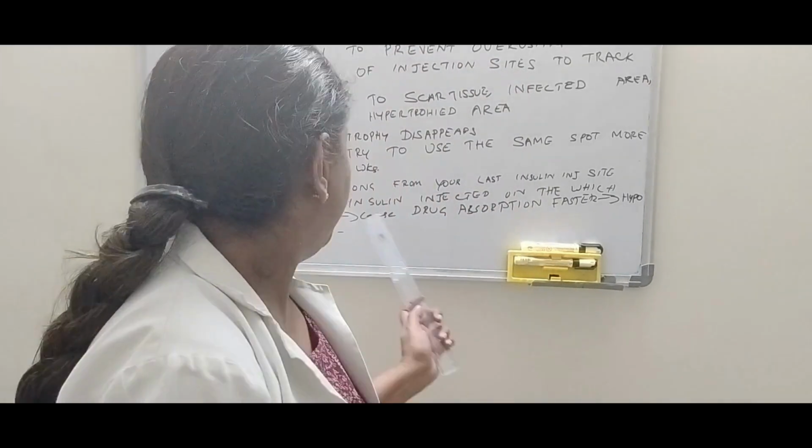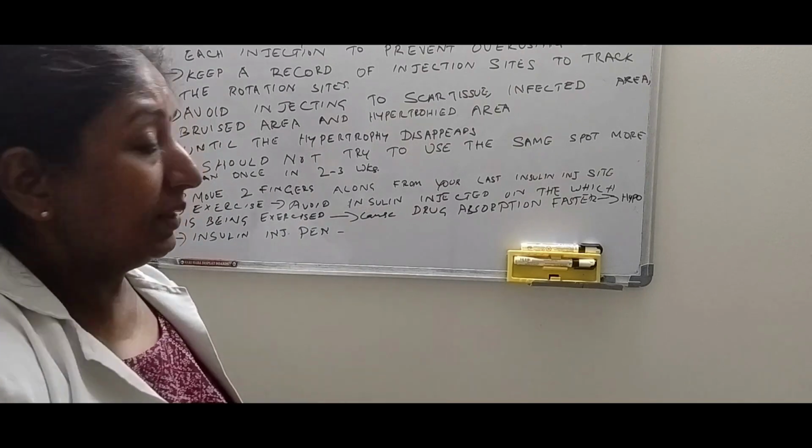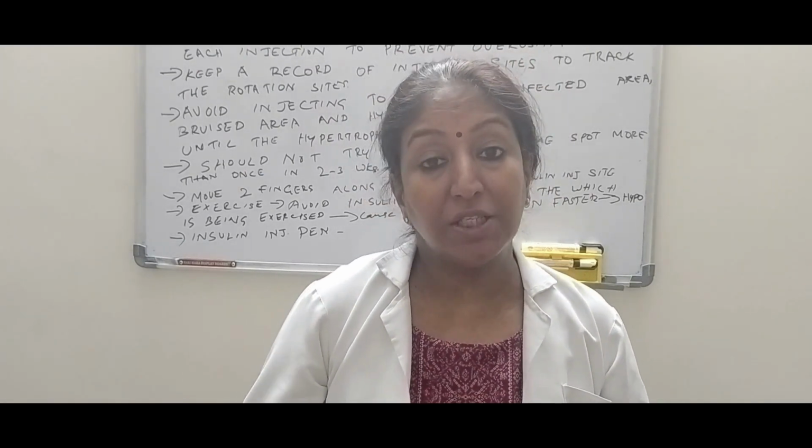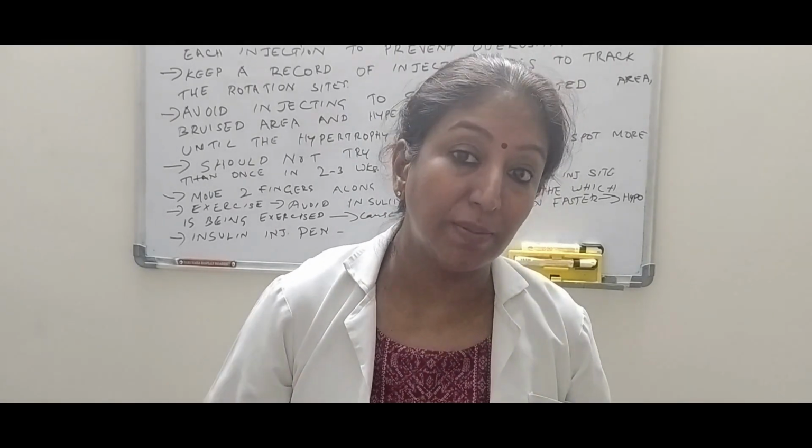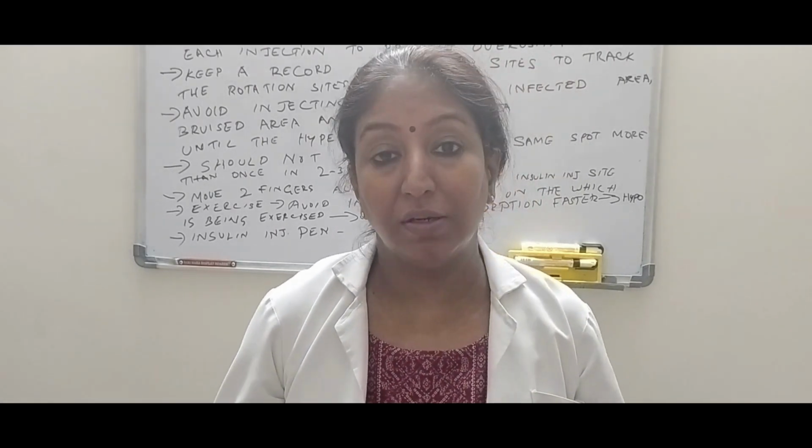And if the patient wants to do exercise, avoid taking insulin injection on that particular limb which is to be exercised, because what happens here is that insulin absorption takes place fast and the patient can go into hypoglycemia.